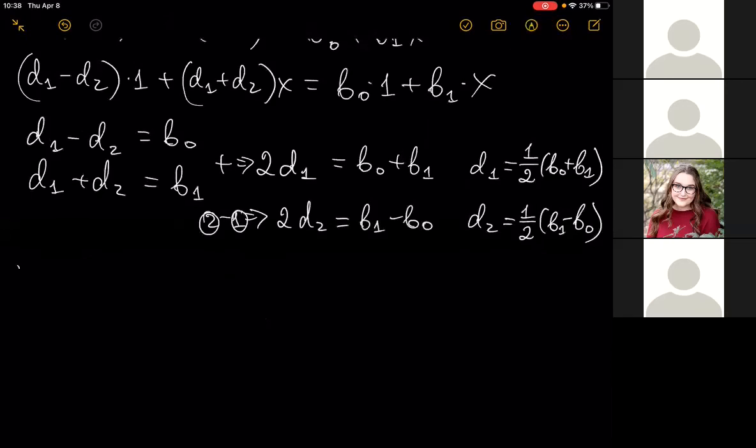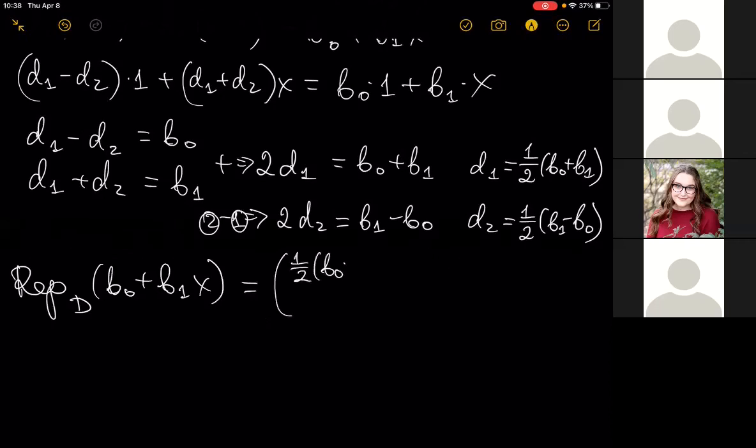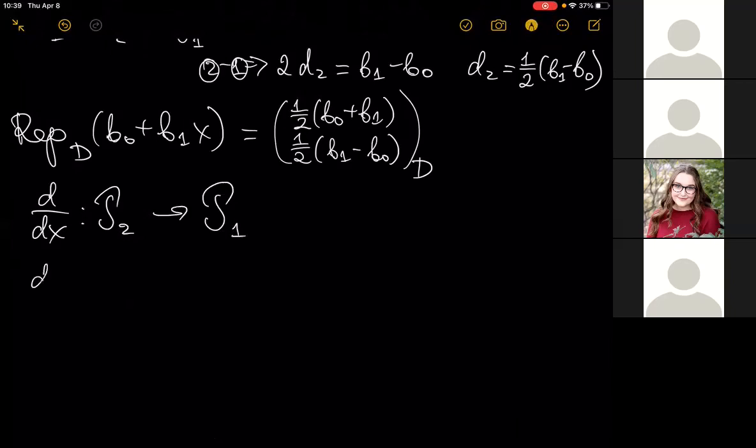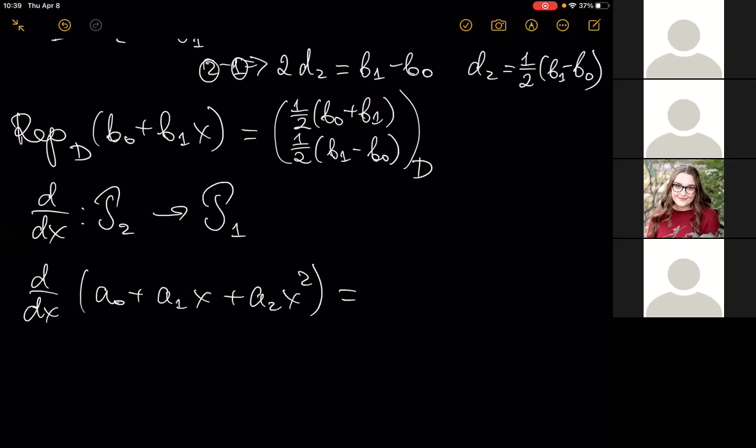Okay, so now I know the representation with respect to the basis D of B naught plus B1x. Now, d/dx applied to P2 to P1. So d/dx applied to a naught plus a1x plus a2x squared, could you tell me what it will be equal to? A1 plus 2A2x. Exactly.